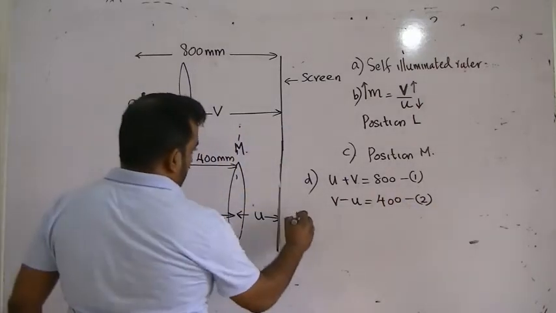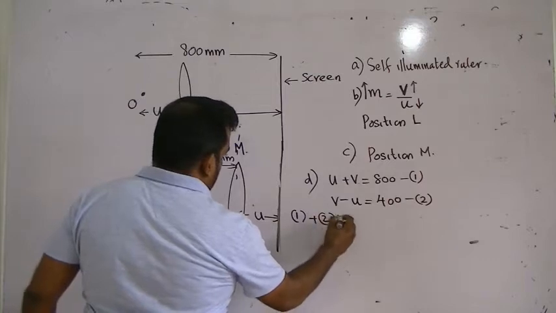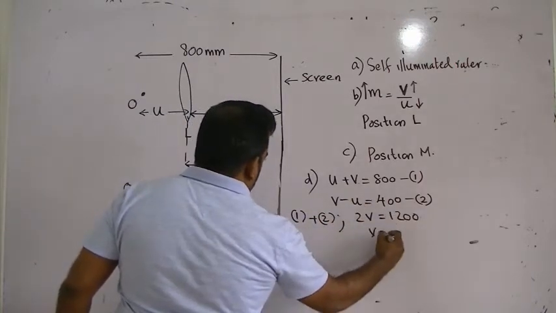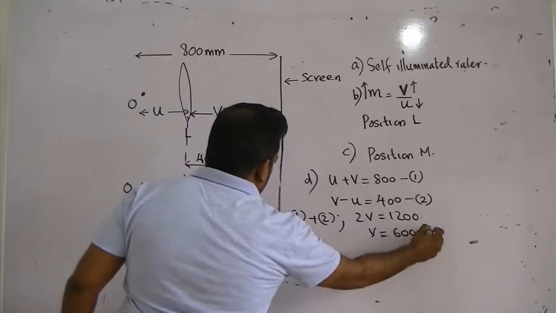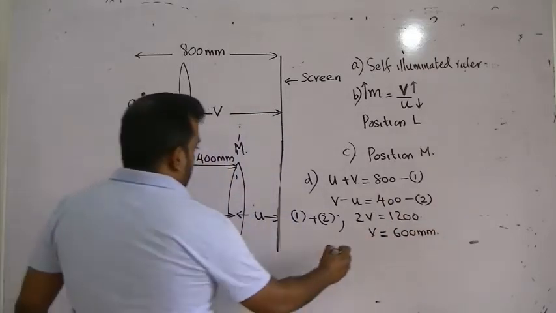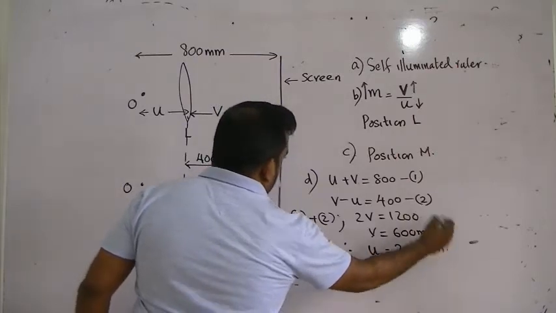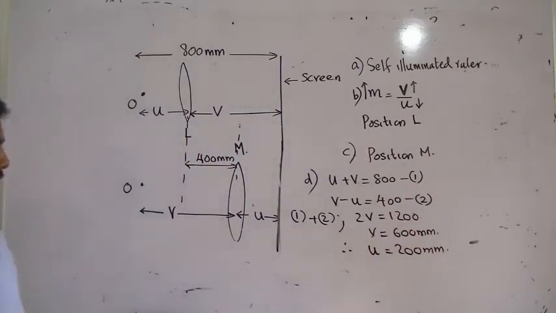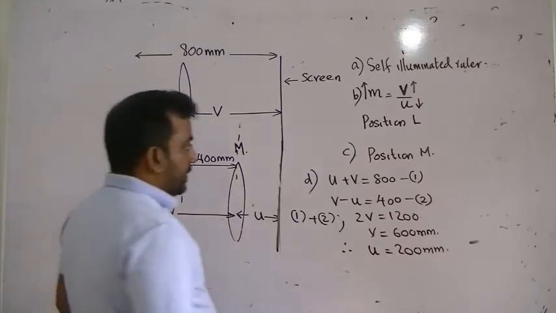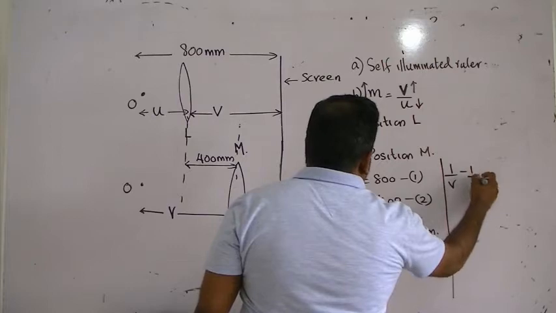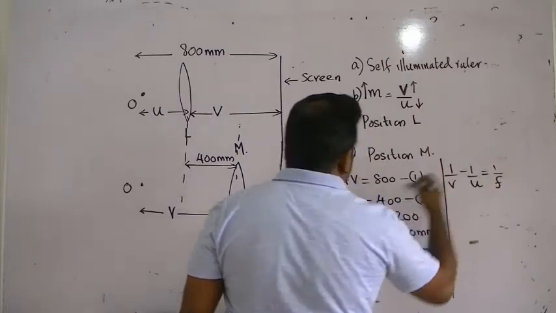Be a bit careful. If I add both the equations, what will I get? 2V is 1200, V is 600 millimeters. If V is 600 millimeters, therefore U is equal to 200 millimeters. So now we can apply the lens equation, 1 over V minus 1 over U equals 1 over F.